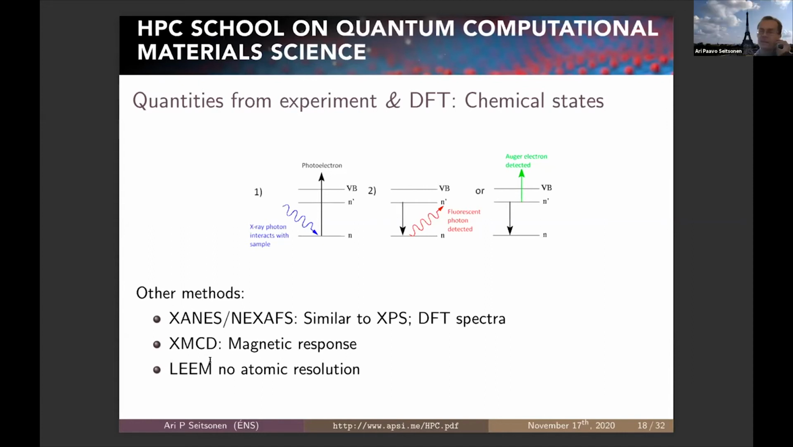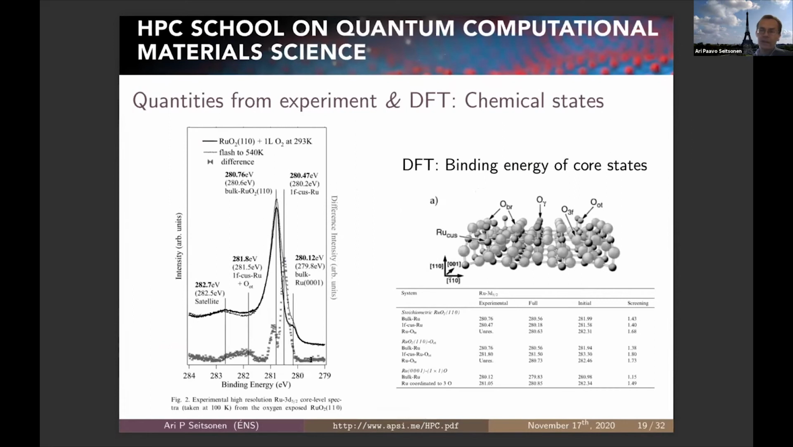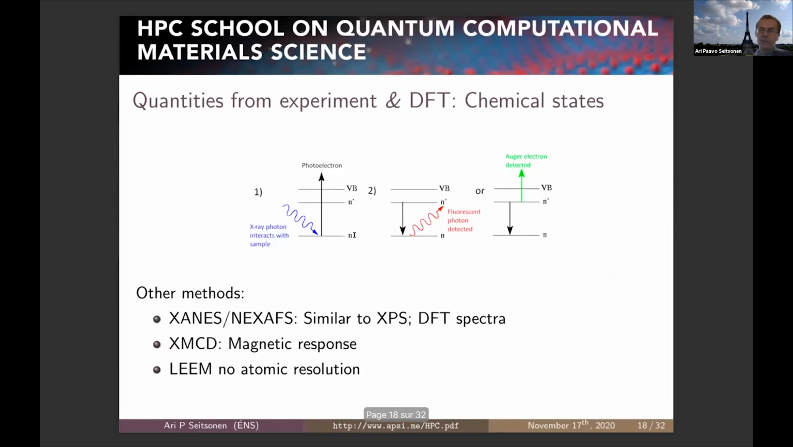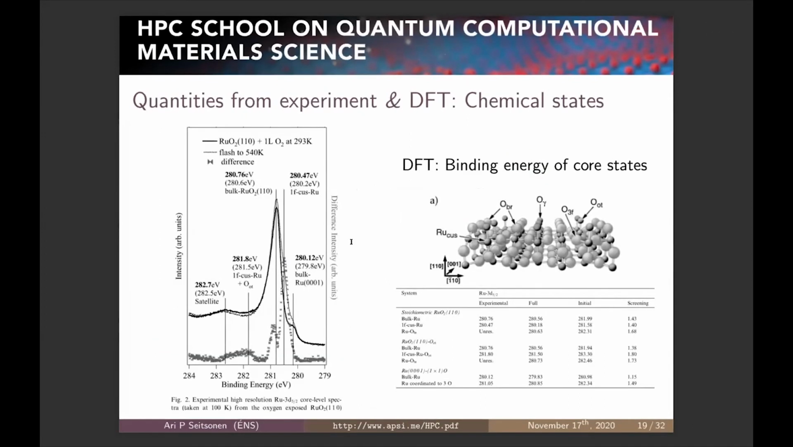Okay, thank you. And then we can also use methods like low energy electron microscopy, but there we don't get atomic resolution. So those are the experimental methods. This is just an example of the XPS. So we get the information in the experiments on the binding energy of those electrons. So what I showed here with the N. We get the information on which chemical environment that atom is in.